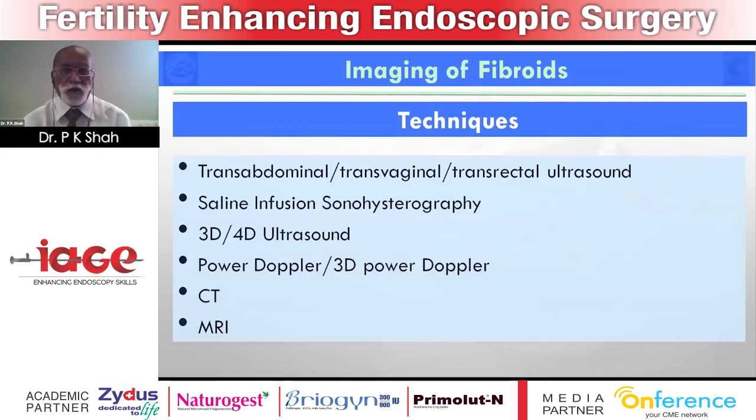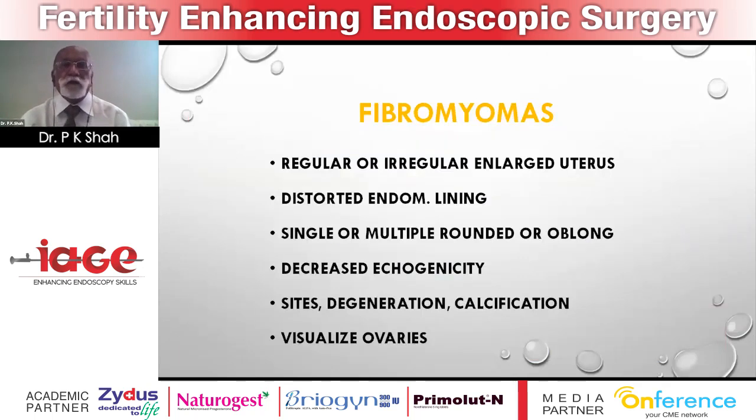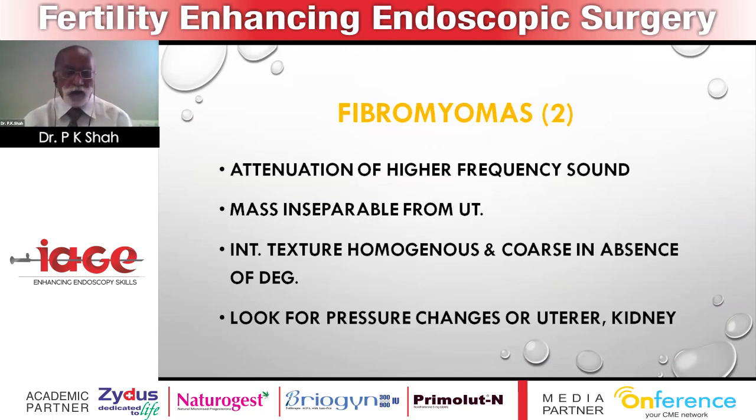When it comes to imaging of fibroids, the techniques that we use are transabdominal, transvaginal, and even transrectal ultrasound, saline infusion sonography, 3D, 4D ultrasound, 3D power Doppler, CT, and MRI. Fibromyomas show a regular or irregularly enlarged uterus, distorted endometrium lining when they are going towards endometrium, single or multiple rounded or oblong masses with decreased echogenicity. You must look at all the sites, whether there is any degeneration or not, whether it is calcified or not, and visualize the ovaries to differentiate fibromas, especially pedunculated, from the ovary.